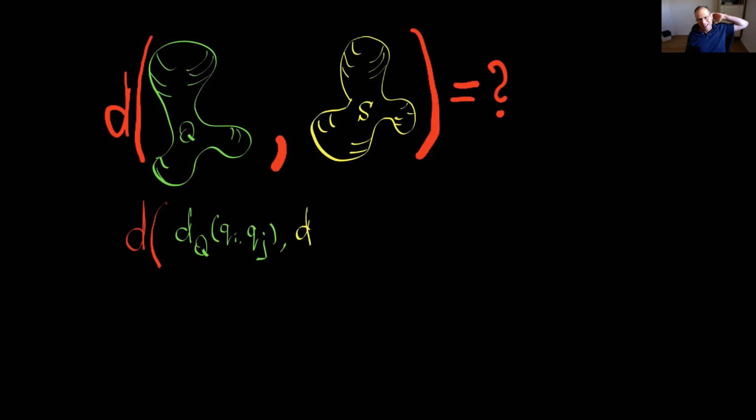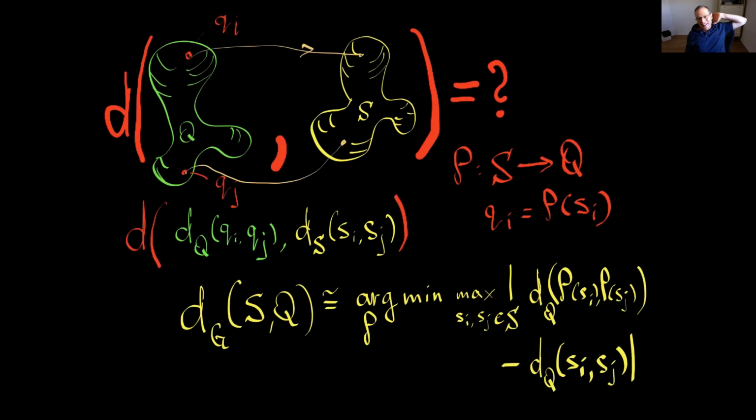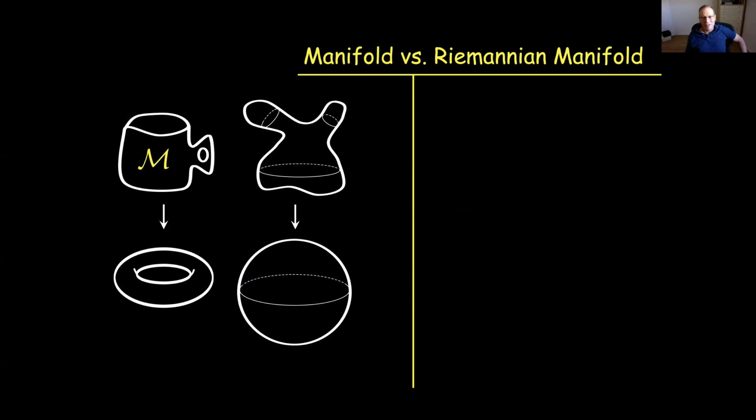Okay, so we have seen that this is the problem that we need to solve. The question is how. And for how, I'm going to another famous French philosopher, René Descartes, who actually posed the question: how can algebra describe geometry? How can I translate geometry into equations that I can then solve using the algebraic method?